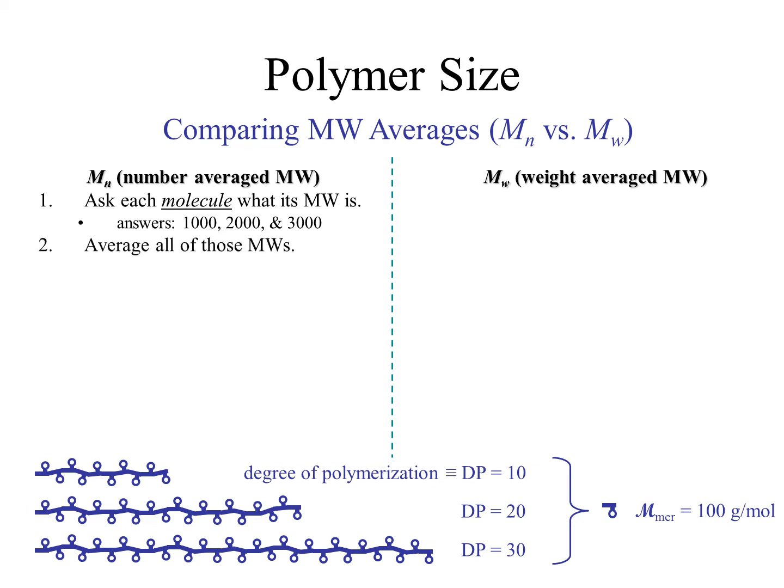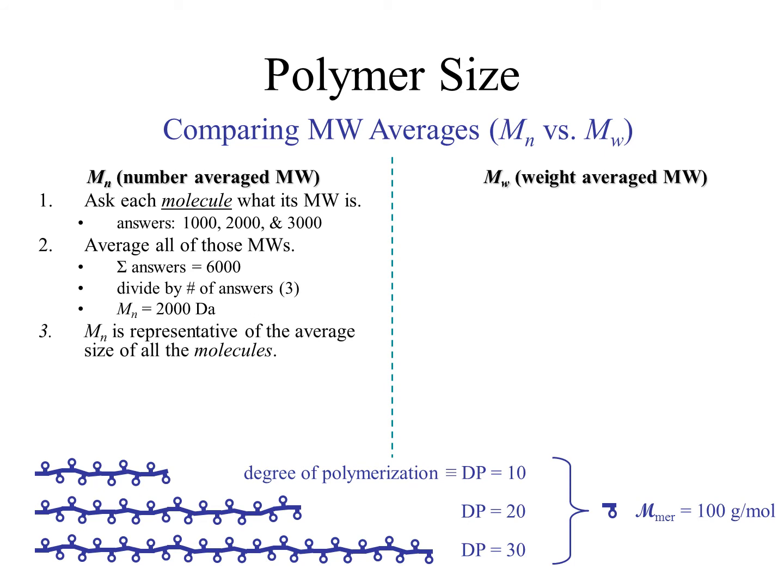Now, we simply find the average of these values. This is no different than every other average calculation you've done throughout your life. We add all the answers up, which comes out at 6,000. Then we divide by the number of answers we just summed up. In this case, it was 3. Thus, we end up with an answer of 2,000. So the M sub n of 2,000 Daltons here represents the average size of the molecules in the sample.